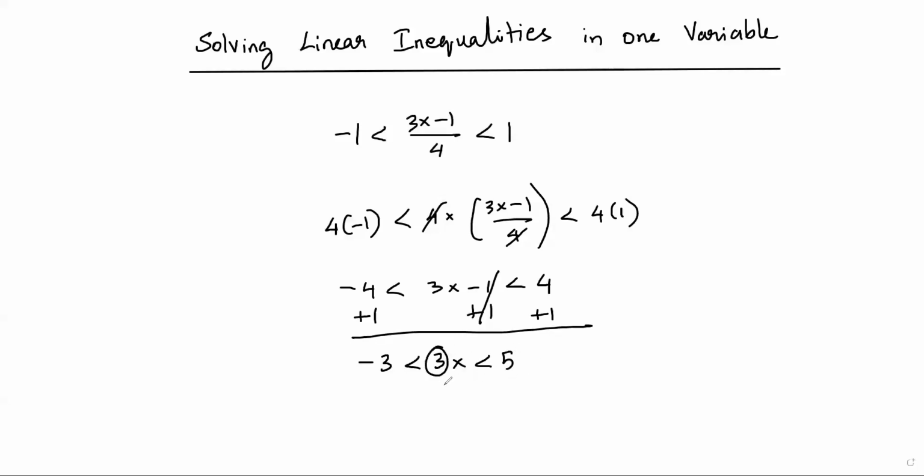Now to get rid of this 3, which is multiplied by x, I have to divide. So I have to divide each part by 3. When I do it, this 3 will cancel. Here 3 will cancel. Negative 1 less than x less than 5 over 3. So x is any value greater than negative 1 and less than 5 over 3.